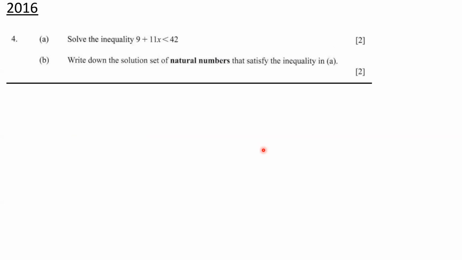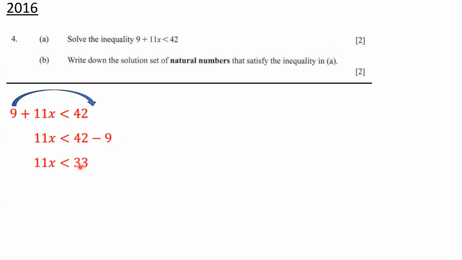We have solve the inequality 9 plus 11x is strictly less than 42. What we're gonna do here is we're gonna send the 9 over, and that becomes -9. It was +9, so when we send it over, it becomes -9. 42 minus 9 is definitely 33. Here we're gonna divide both sides by 11, and 11 divided by 11, those two are gonna cancel out.